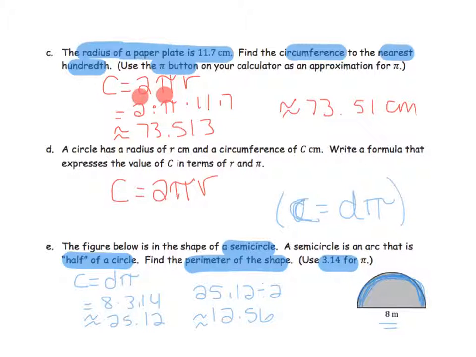But that only got us this part, the semicircle. If we're finding the perimeter of the whole shape, we also need the bottom part. So we have to add in the 8. So the area of this shape, sorry, not the area, I'm jumping ahead of myself. The perimeter of this whole shape is approximately 20.56, and we're in meters.